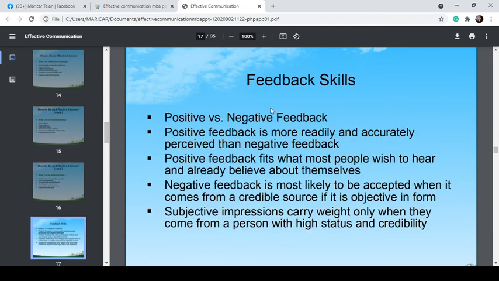Okay? So we have the feedback skills. We have positive versus negative feedback. Positive feedback is more readily and accurately received than negative feedback. Positive feedback fits what more people wish to hear and already believe about themselves. Negative feedback is more likely to be accepted when it comes from a credible source, if it's objective in form. Subjective impressions carry weight only when they come from a person with high status and credibility.